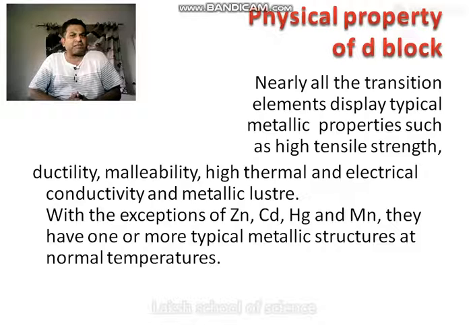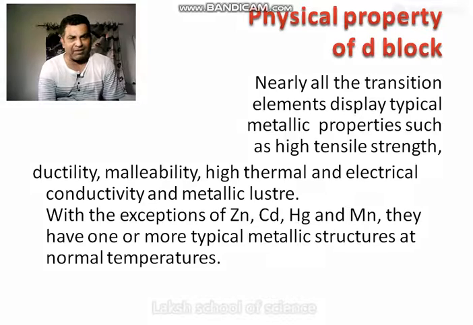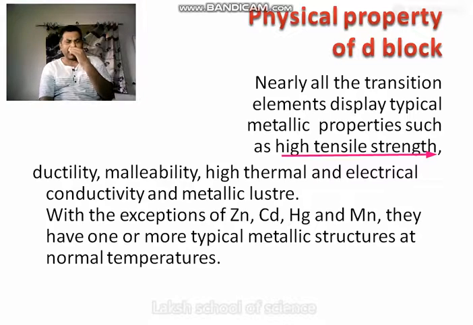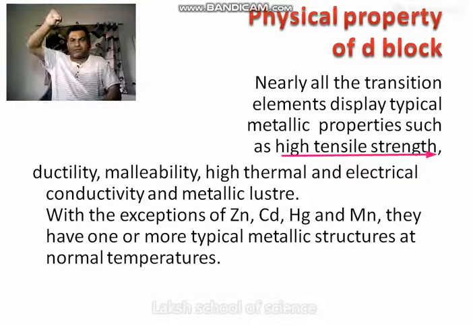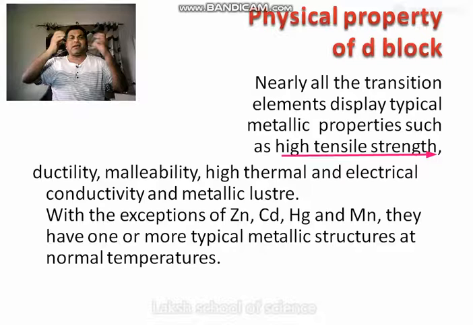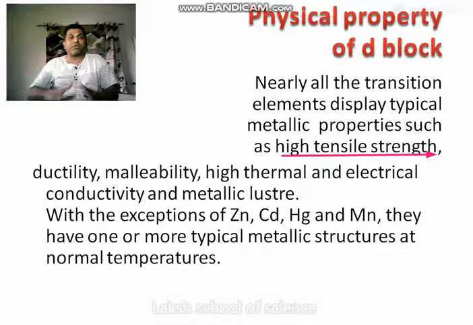Nearly all the transition elements display typical metallic properties such as high tensile strength. So, the first thing to remember is high tensile strength. If we take a wire and keep adding weight on it, how much weight in kilograms can that wire bear? That quantity is known as the tensile strength. So tensile strength is very important for industrial purposes, for example when we want to tie something, how strongly can it be tied using wires of the metal.